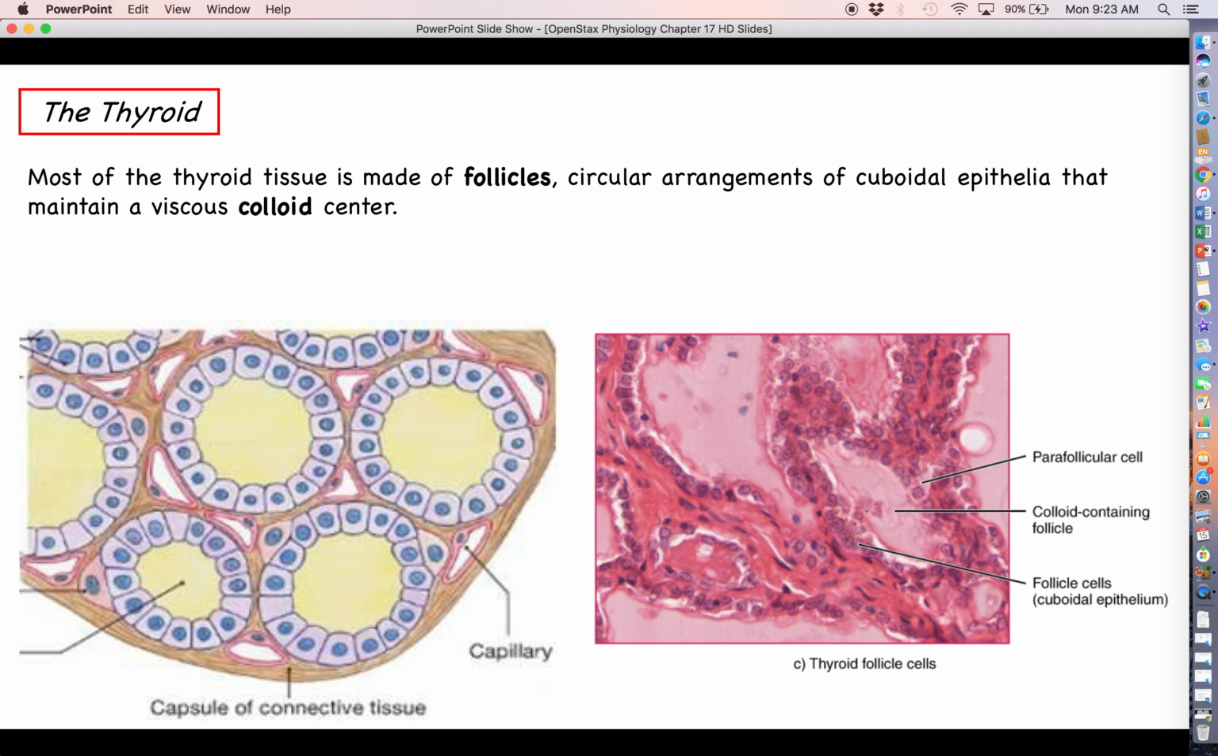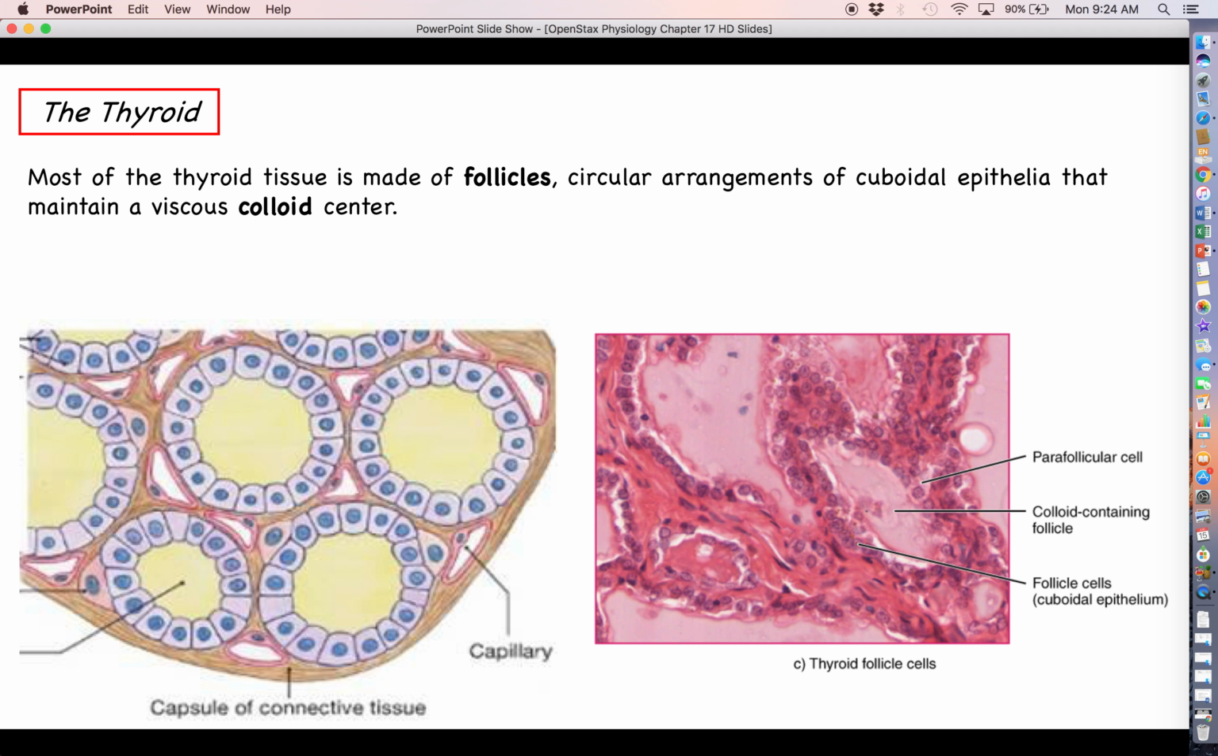At the center of these follicles, you can think of it as kind of a gooey center. That gooey center is what is called colloid. It is a special type of extracellular fluid. You'll notice that it's at the center of these cells, so it's not actually in cells, it's just surrounded by cells. And this colloid is going to be where thyroid hormone is synthesized.